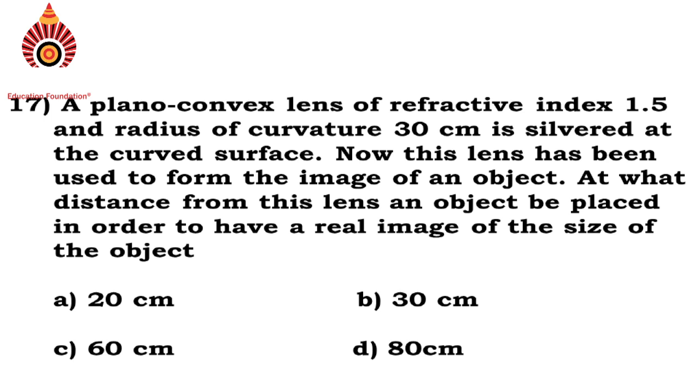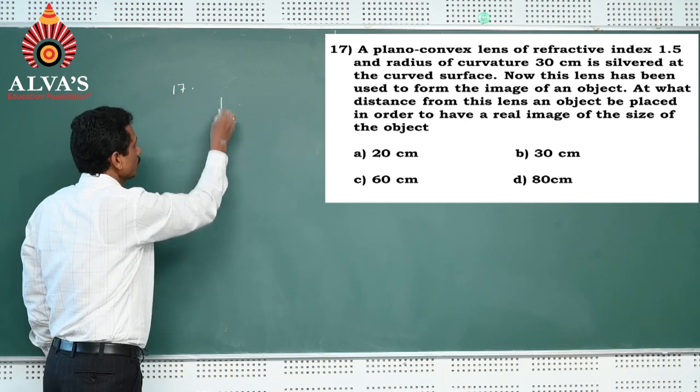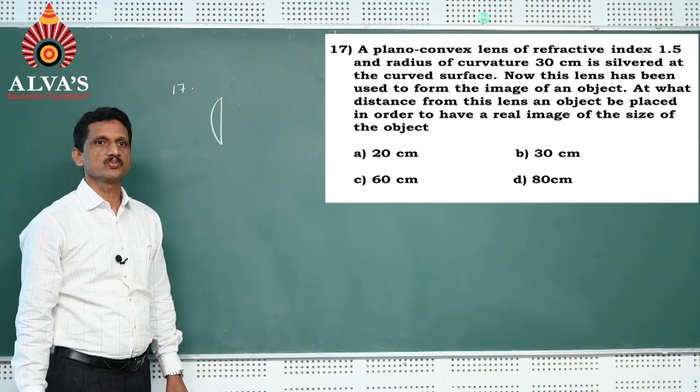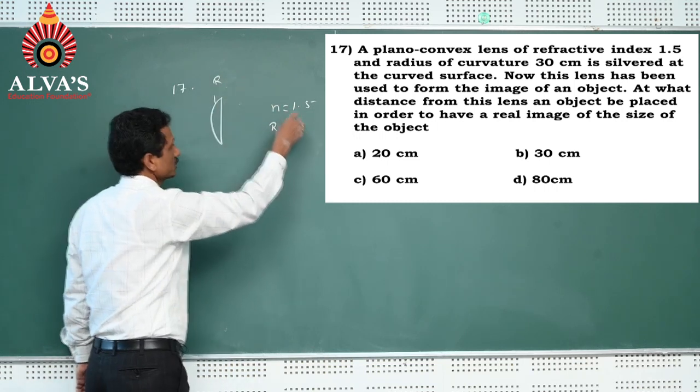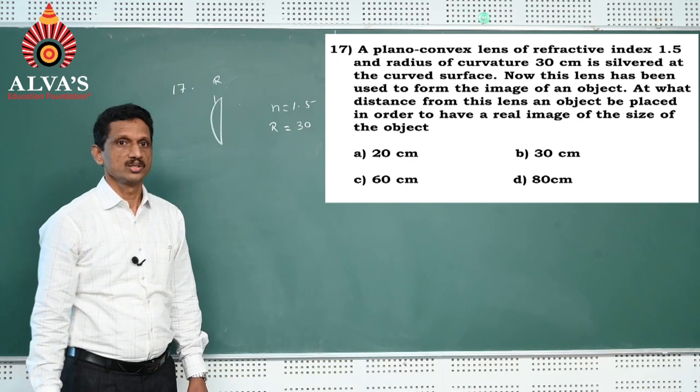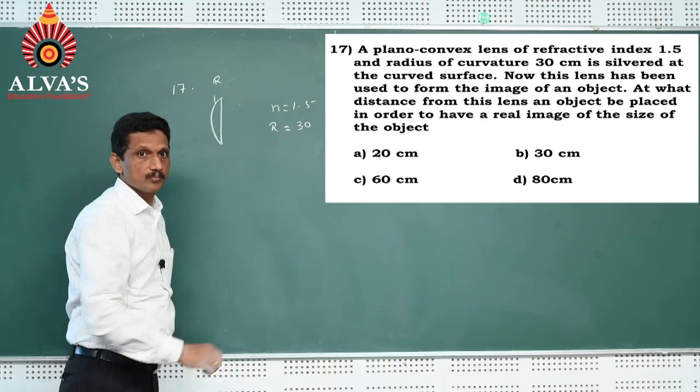Let us go to question number 17. A plano-convex lens of refractive index 1.5 and radius of curvature 30 cm is silvered at the curved surface. Now this lens has been used to form the image of an object. At what distance from this lens should an object be placed in order to have a real image of the size of the object? See students, question number 17, plano-convex lens. It's a good problem. Refractive index is 1.5, radius of curvature is 30 centimeters given.